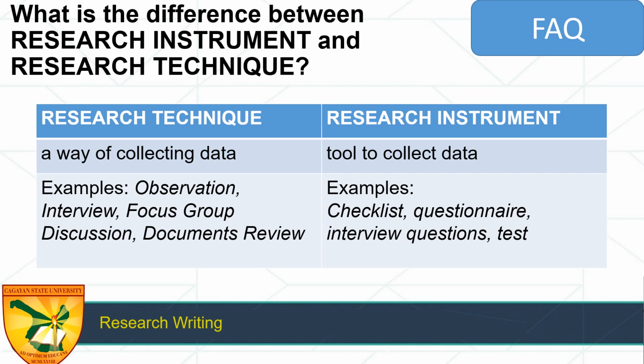What is the difference between a research instrument and a research technique? So we've defined this earlier. Research technique is a way of collecting data, and examples for these are observation, interview, focus group discussions, and documents review. While the research instrument is a tool to collect the data. So the ones that you use in observing, interviewing, and in doing the focus group discussions. Examples of research instruments are checklists, questionnaires, interview questions, and tests.